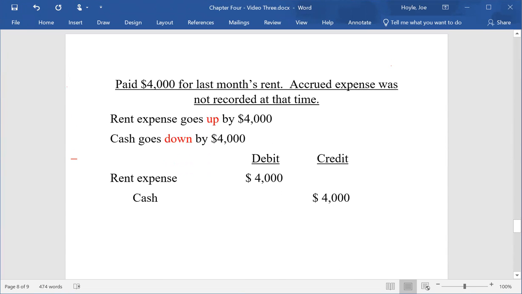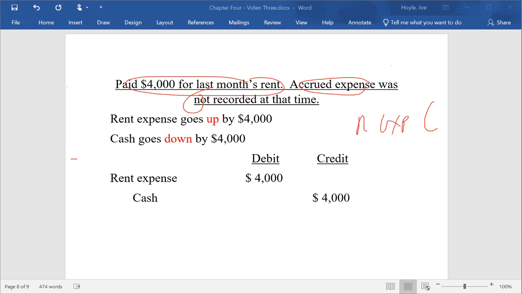And for our last transaction, they paid last month's rent of $4,000, again, an accrued expense that grew up over time. But the company has chosen in this case not to report that. So is there a rent expense on the books already? No. No rent expense has ever been reported. Is there a rent payable on the books? No, it's not been recorded. That's what that "not" tells us. So far, there's no rent expense and there's no rent payable.